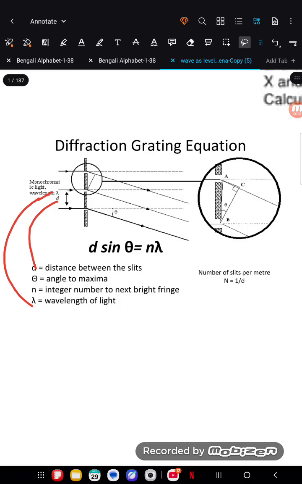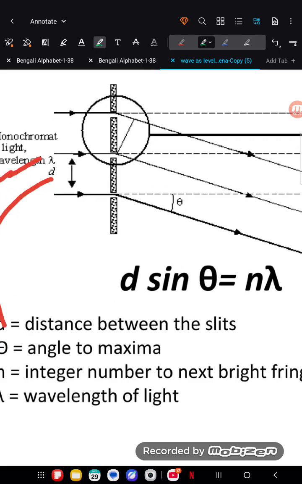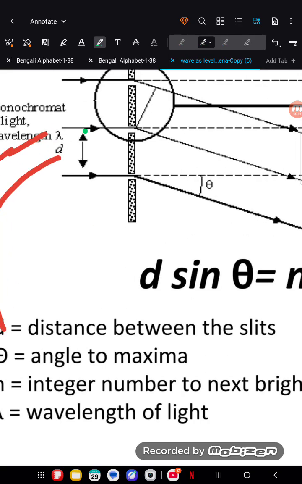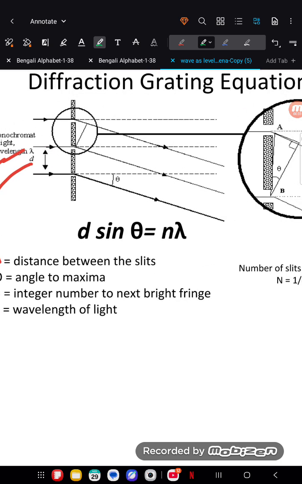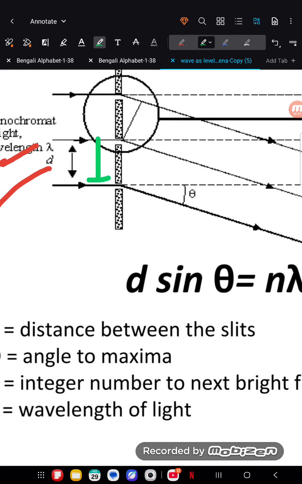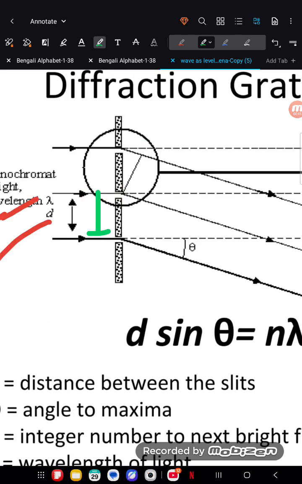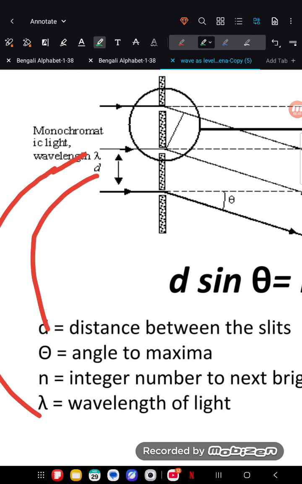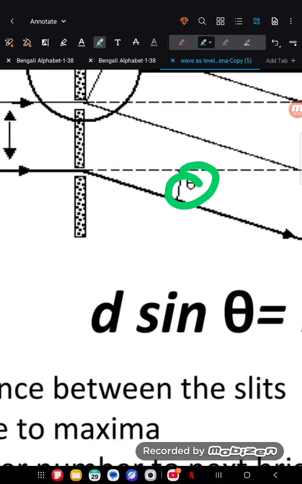Okay, so d, you can see, is the distance between the slits. Here d is the distance between the slits, not this other d. In the diffraction grating, this d is the distance between the two slits. Again I am repeating, this is the d. And theta is this angle.